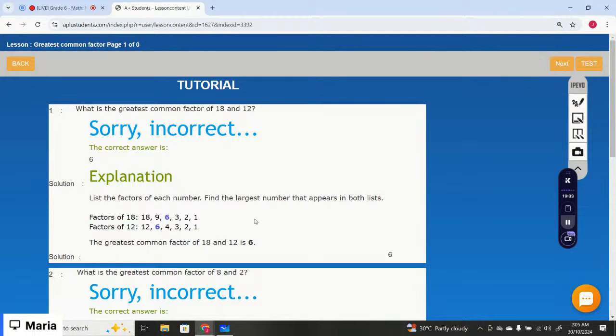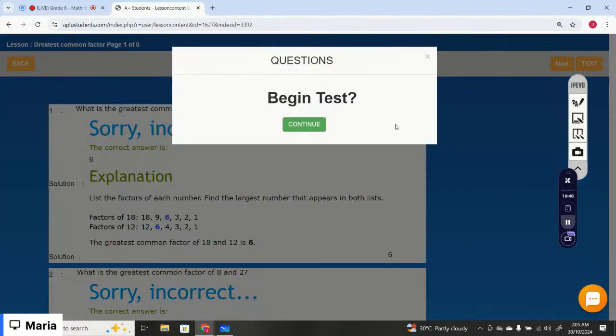Then you have to make the factors of 12. They are 12, 6, 4, 3, 2, 1. That means the greatest common factor, the greatest number that is common, is 6. Let's start with the test questions.